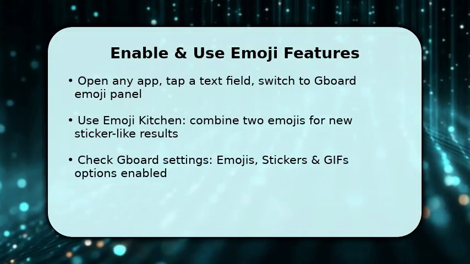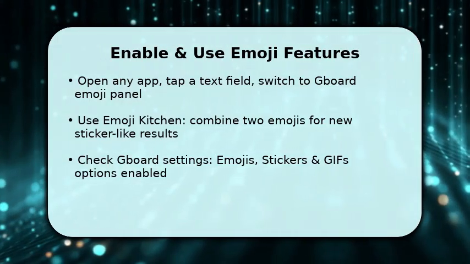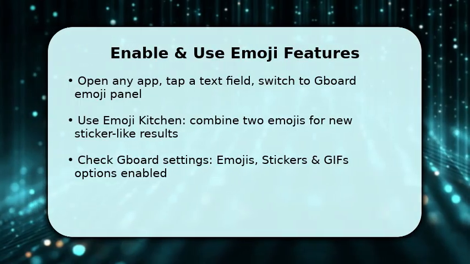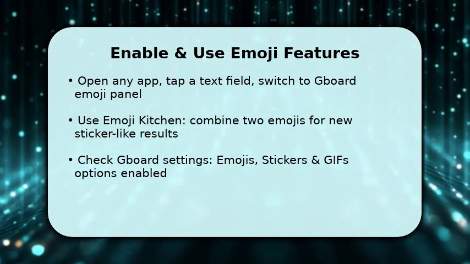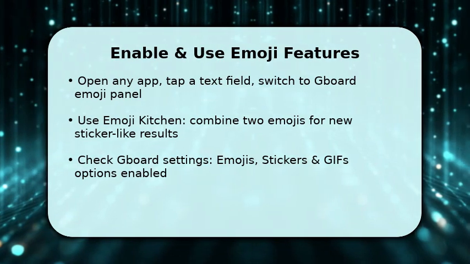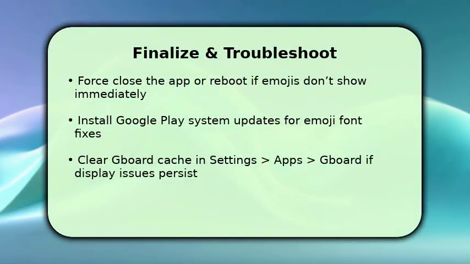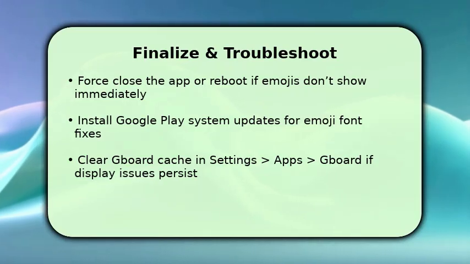Try typing an emoji and watch Emoji Kitchen suggestions appear above the keyboard. Tap a combination to insert it. If you want frequent access, long press the emoji key to jump straight to emoji suggestions. Finish by confirming the emojis appear where you type and saving any keyboard preferences.